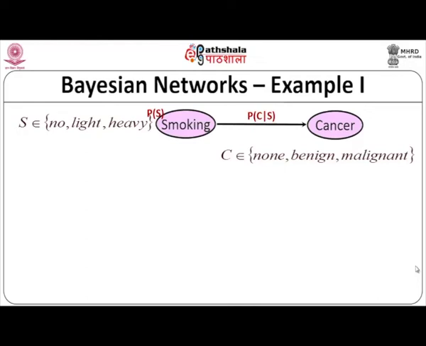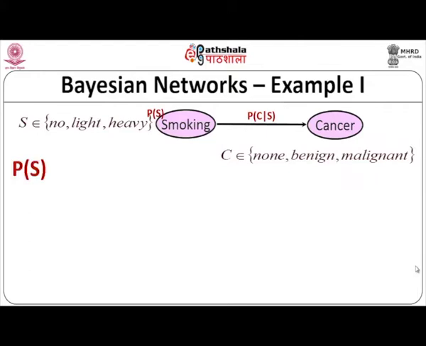For the Bayesian network, we are taking a very simple example of just two nodes, smoking and cancer. Here smoking can take three values. We are moving a little away from Boolean. So, smoking can be no, light, or heavy, and cancer also can have three values: none, benign, and malignant. Now, S has no parent, so what you have is a probability of S, which is not dependent on any other variable, but C is dependent on S. So, you have probability of C, cancer, given smoking. This is the simple two node Bayesian network. Remember, both the nodes can take on three values.